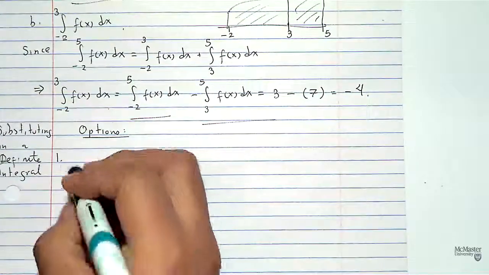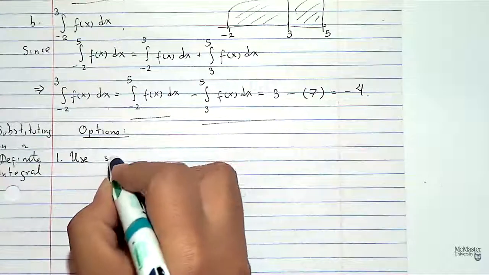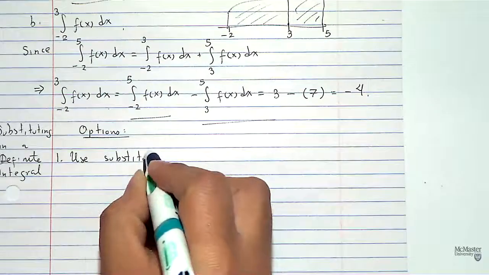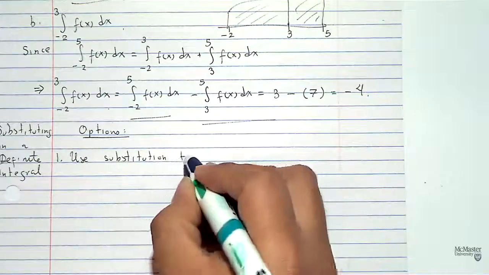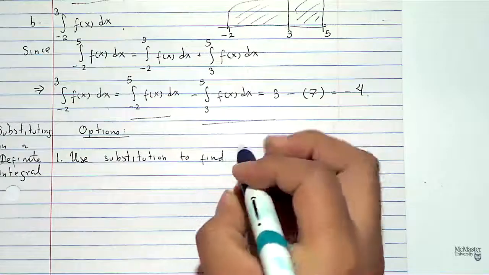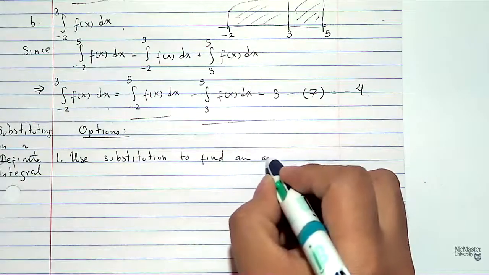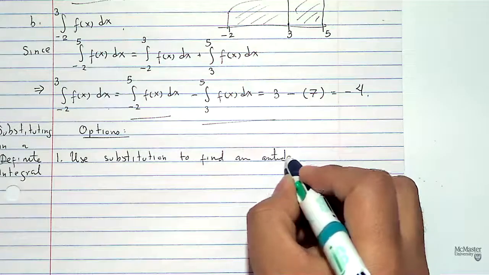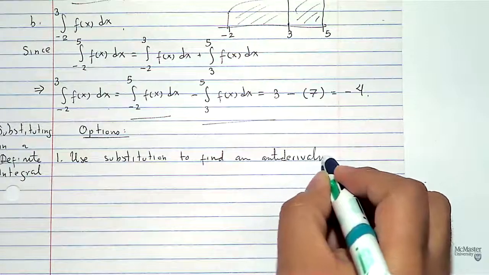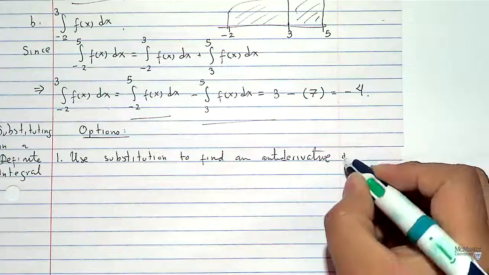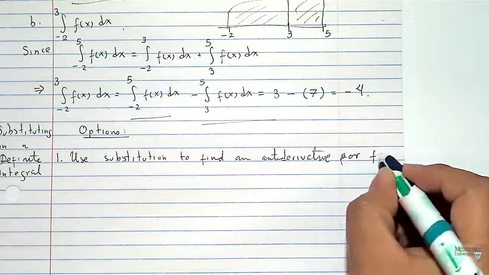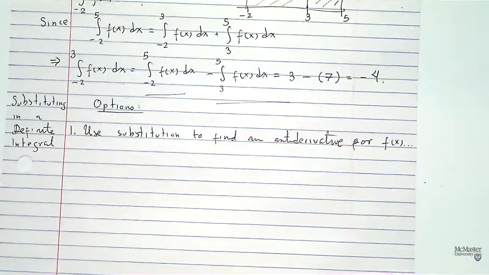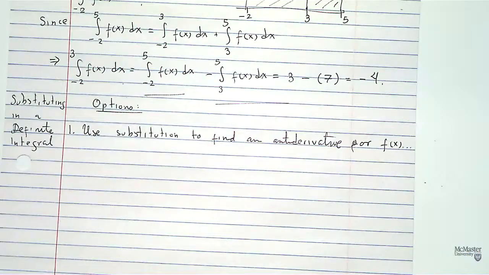Option one is to use substitution to find an antiderivative for f of x. That is one option. Basically, the same thing that we did before. After you do the substitution and you integrate it, you go back to x, and you're good to go.